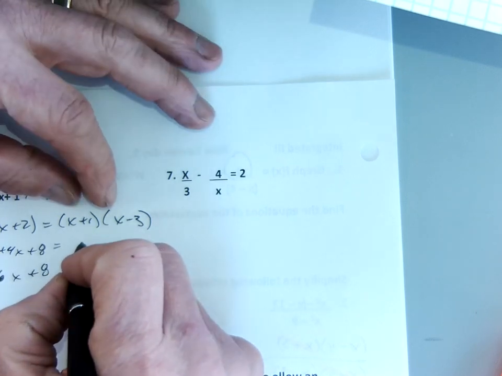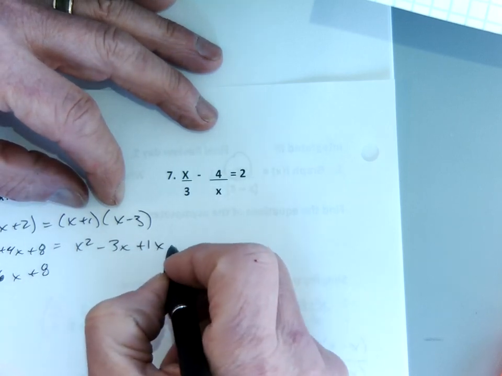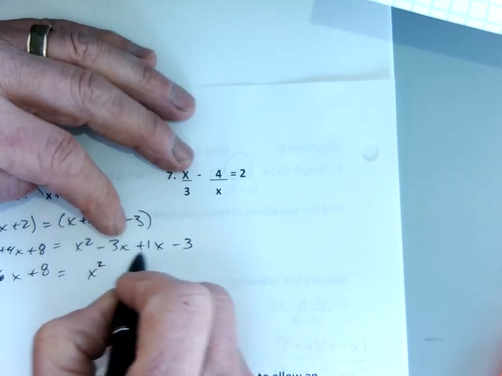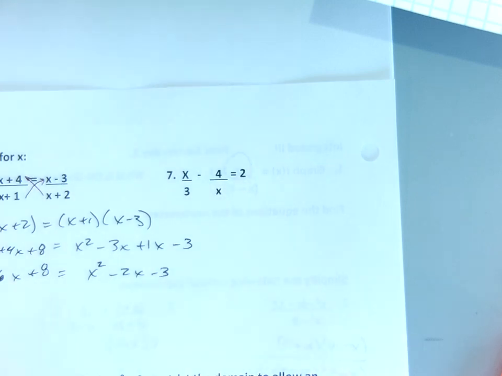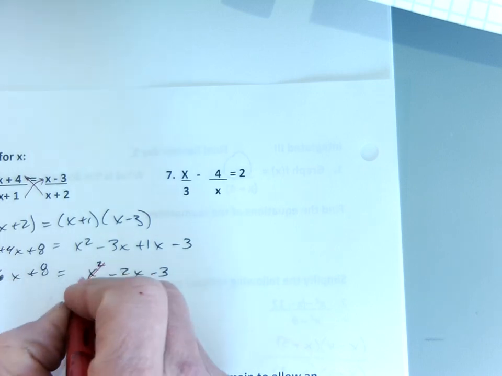I'll do the same thing. I'll foil here. x squared minus 3x plus 1x minus 3. And, of course, that will simplify to x squared minus 2x minus 3. Okay? If I subtract x squared from both sides, the x squareds are gone. That makes it easy.